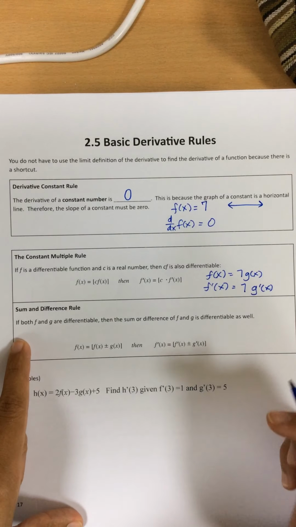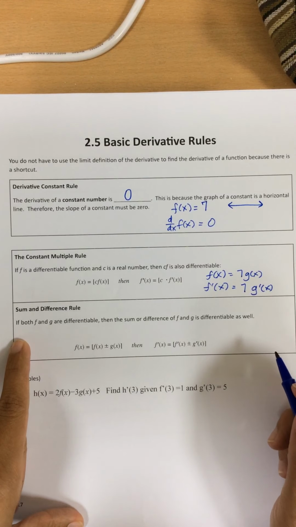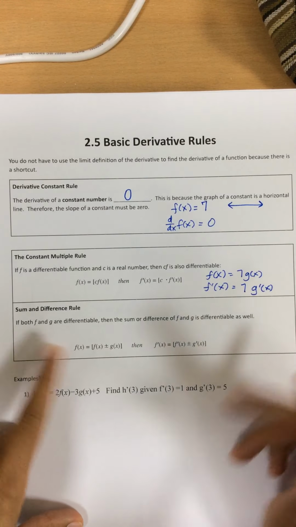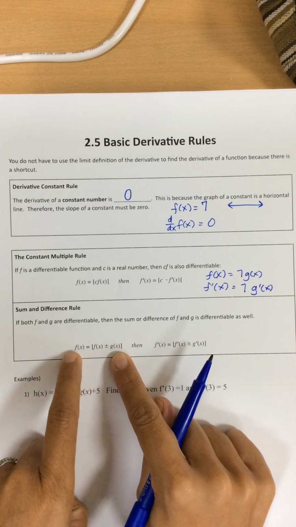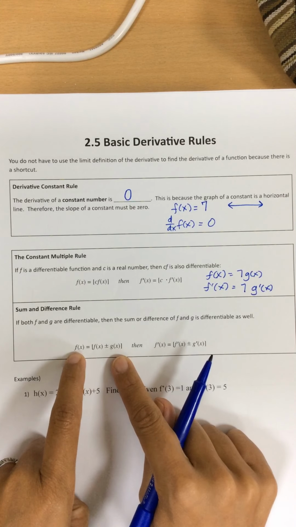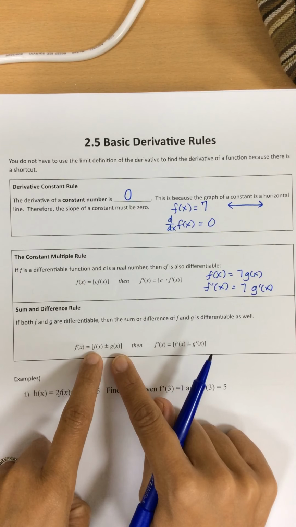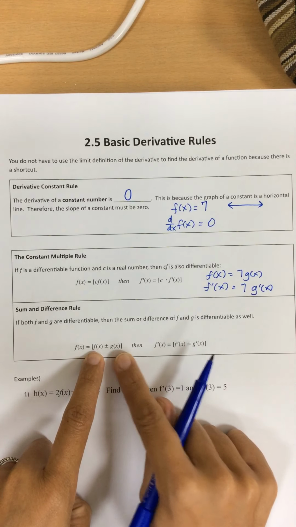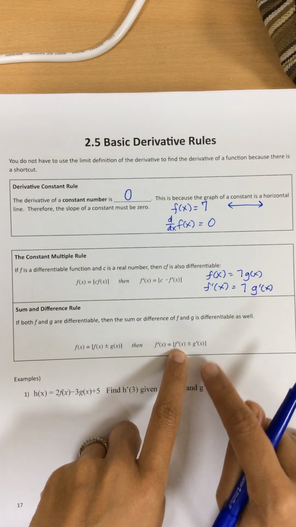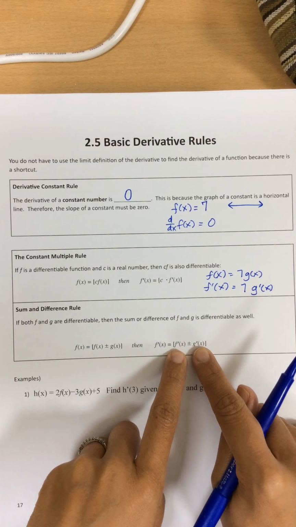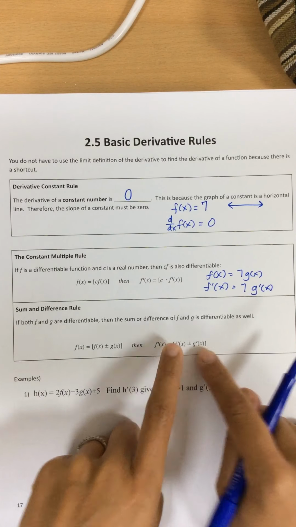Sum and difference rule. So this one's much like the rule for when you're adding and subtracting limits. When you're adding or subtracting two functions, say f of x plus or minus g of x, you can just separate them, right? So you can find the derivative of the first function, find the derivative of the second function, and then add or subtract them. So pretty straightforward.